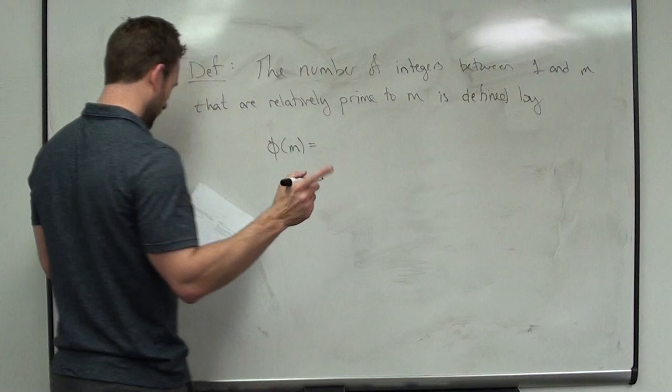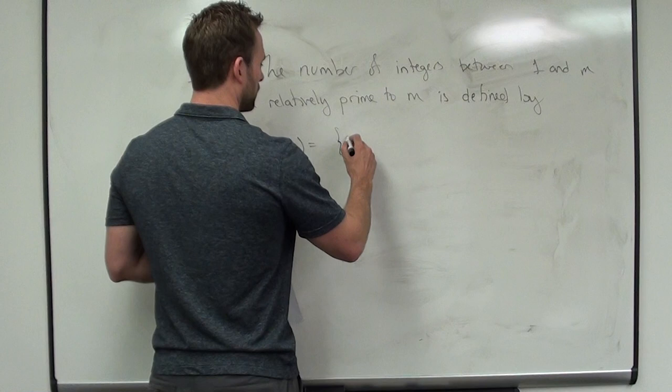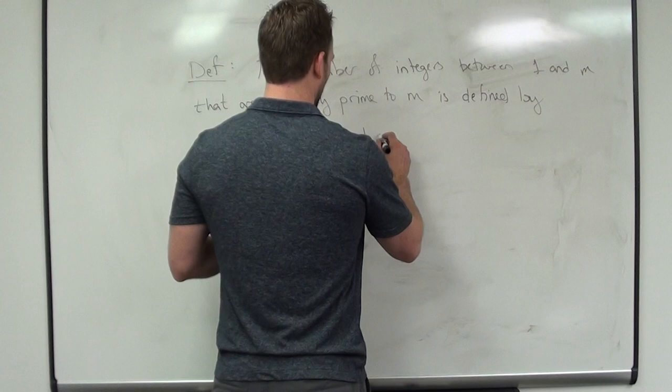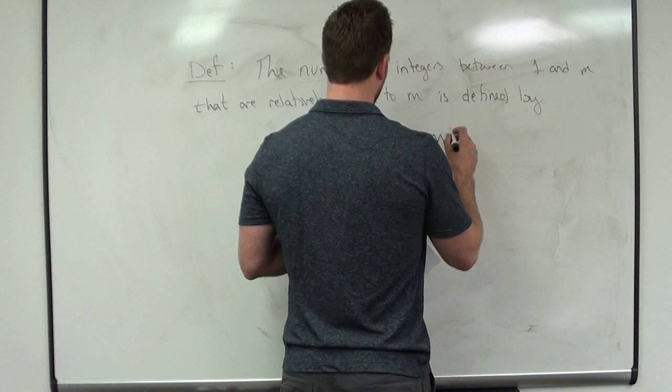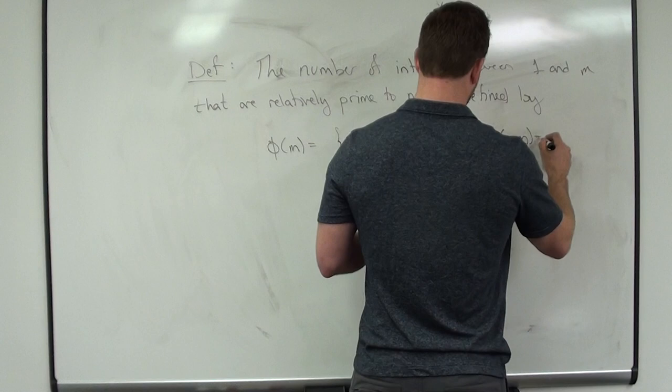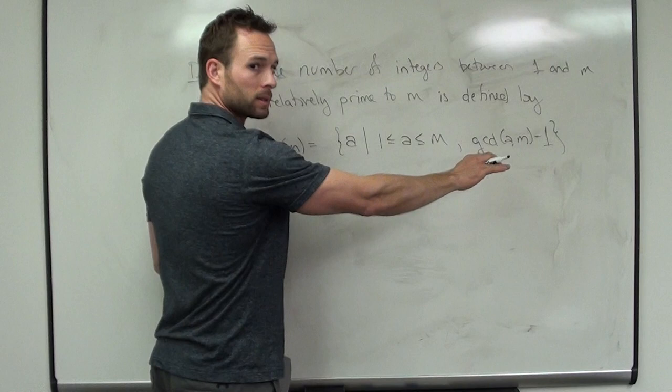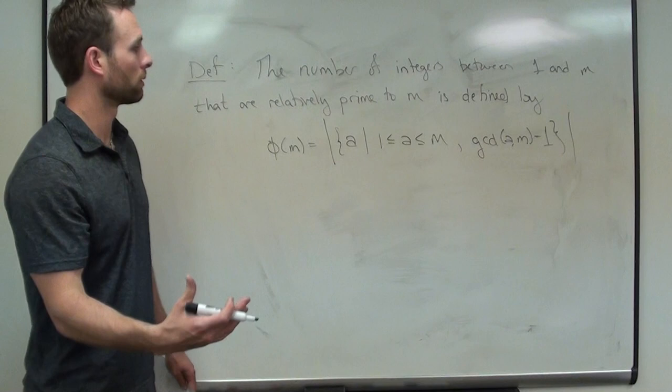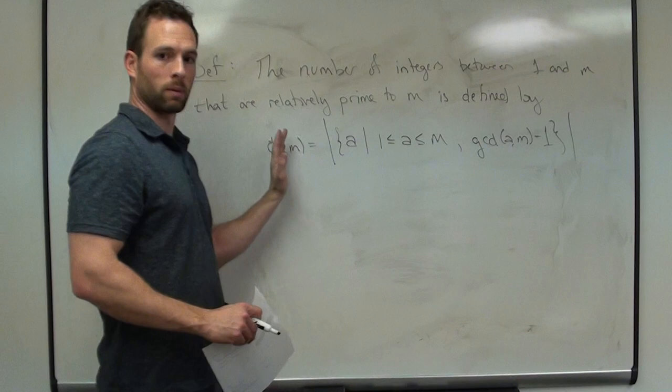Okay, we'll write our set builder notation in here. I want to stress one thing after I write this. So this is a set of all A such that 1 is less than or equal to A, and A is less than, well, you can put less than or equal to M, but some people put just less than M because M definitely will not be included in this. And the GCD of A and M is equal to 1. Now, I've got to be careful as we write this. It's not the set, it's the cardinality of the set. It's the number of things that are there. So phi of M is a function that goes from the natural numbers to the natural numbers.